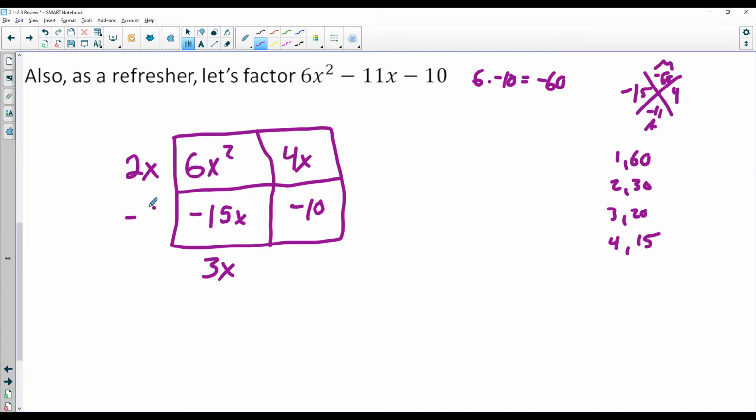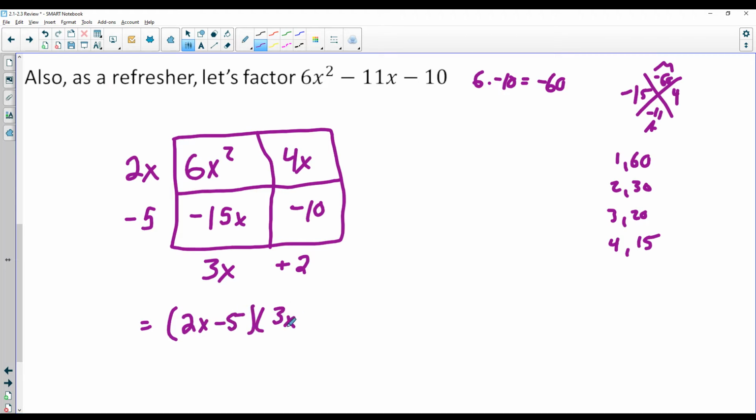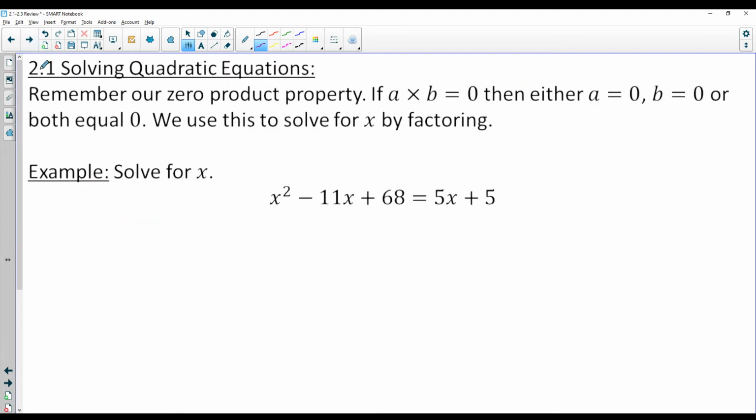3x times negative 5 is going to get me negative 15x, and then negative 5 times positive 2 is going to get me negative 10. And so then that's how I factor those things, right? The 2x minus 5 is up there, and the 3x plus 2 is there. And that's just a reminder how to factor.